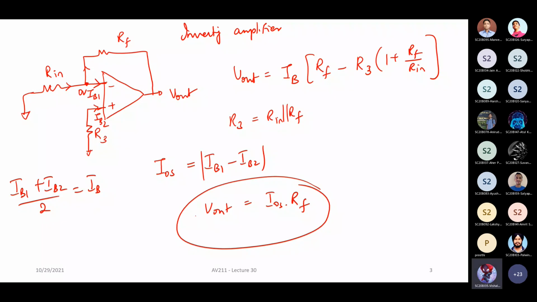And sir, IOS is the input offset current. Input offset current is the difference between the two bias currents. Ideally, you want both to be the same, but that doesn't happen. There will be some small difference. That delta is the offset current, and the average value is taken to be the bias current.